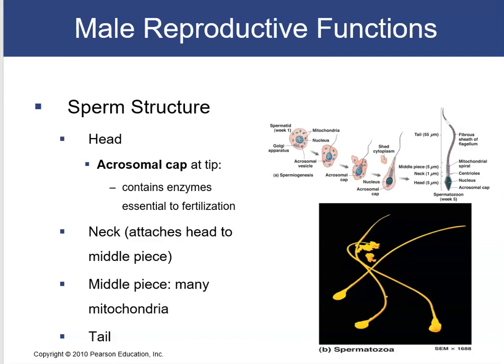In the middle piece, you find many mitochondria. Remember the function of mitochondria. They produce ATP. This is the area that will produce the energy that the sperm is going to need to help support its movement. And then finally, there is a tail or a flagellum that, once they are finished their total maturation process, will allow them to swim or to move.